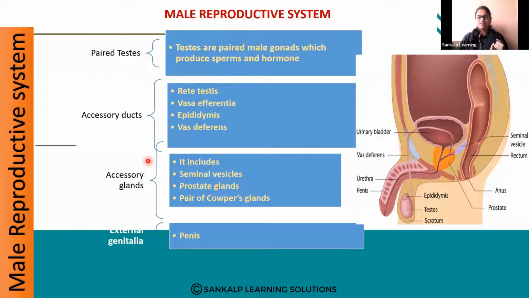First one is seminal vesicle, next one is prostate gland, third one is pair of Cowper's gland. Seminal vesicle, prostate, pair of Cowper's gland. Now the last one is external genitalia or external reproductive part, which in the male is the penis. Okay, this is an overview of the male reproductive system.